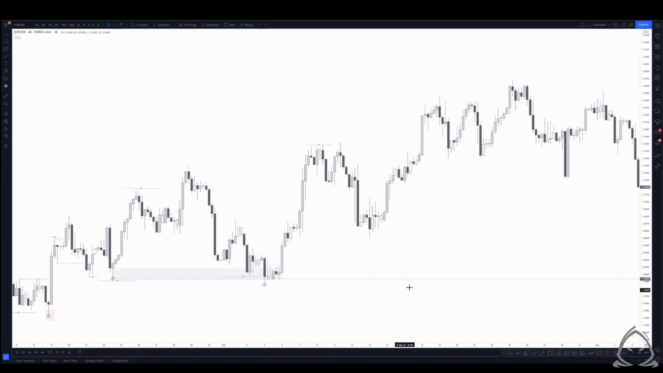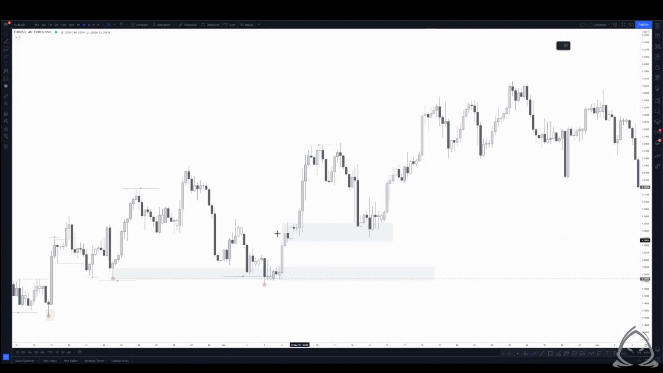We have a lot of range, and I'm sure if you were waiting for demand to be tapped here, once price reacts off here and continues to the upside, you're sitting there scratching your head wondering what's going on. This is where it becomes very important to start mapping out potential reversal points. We know we have two.